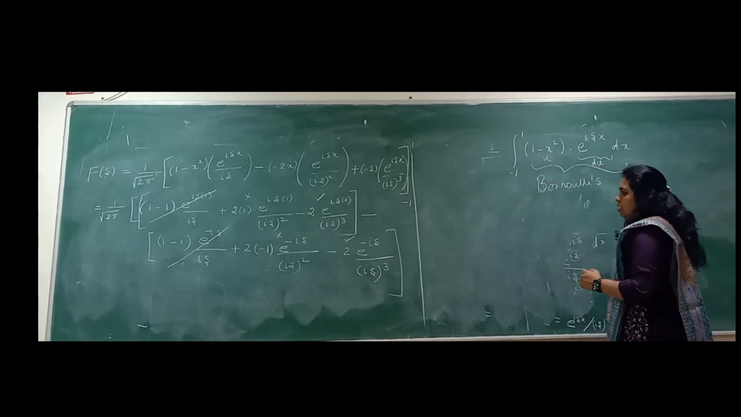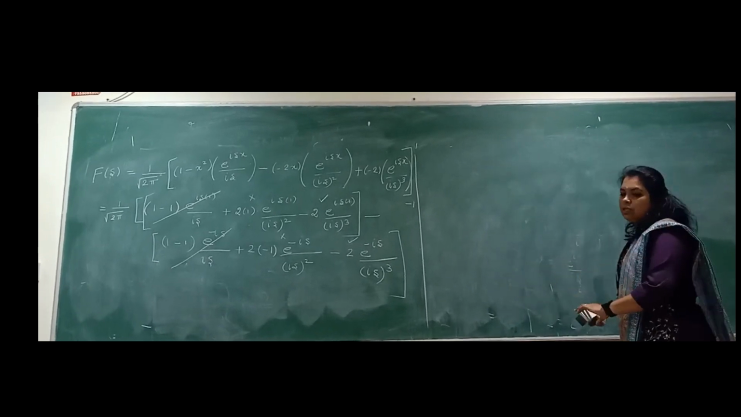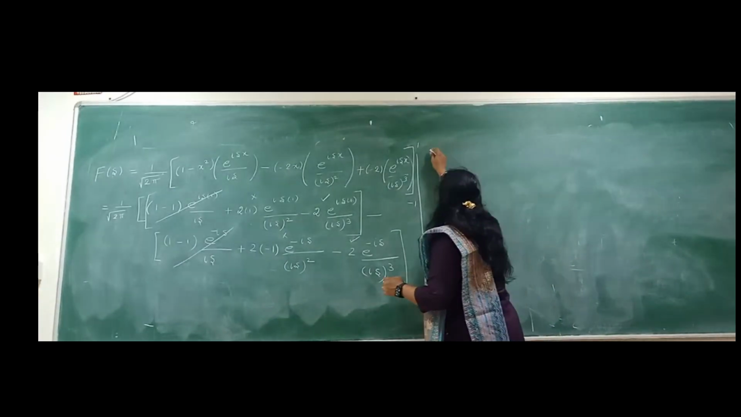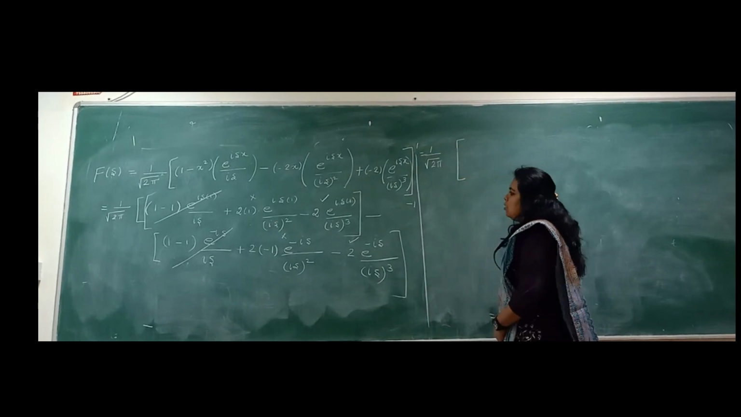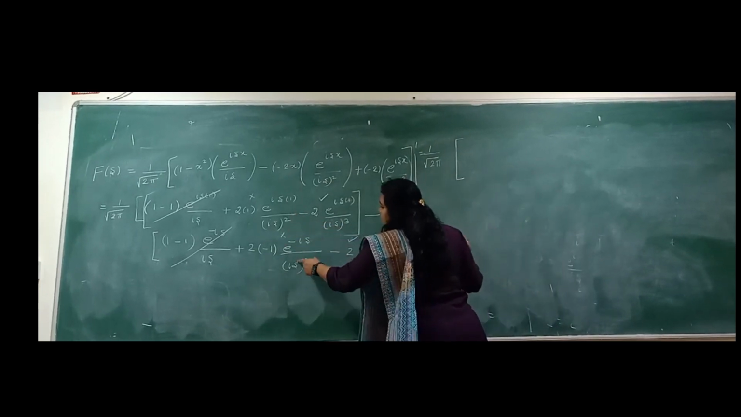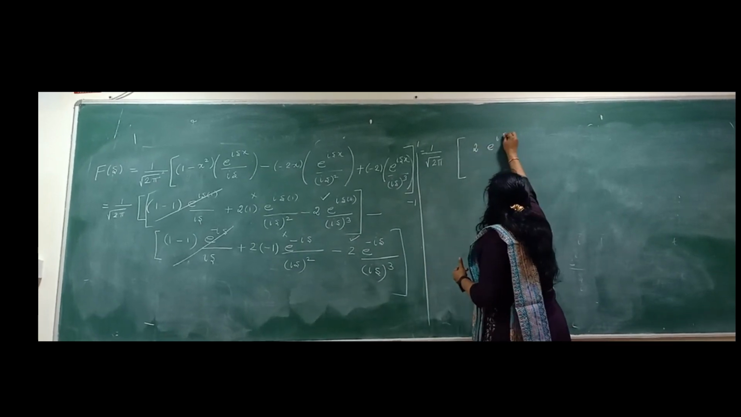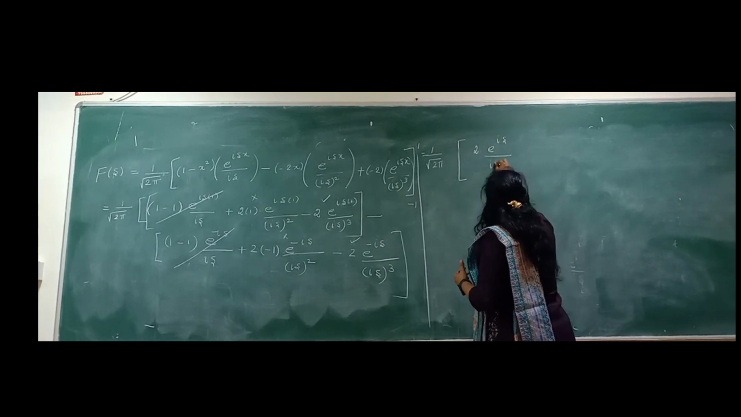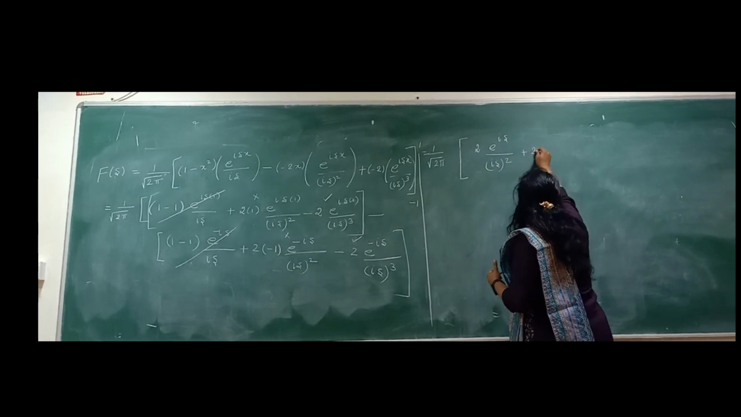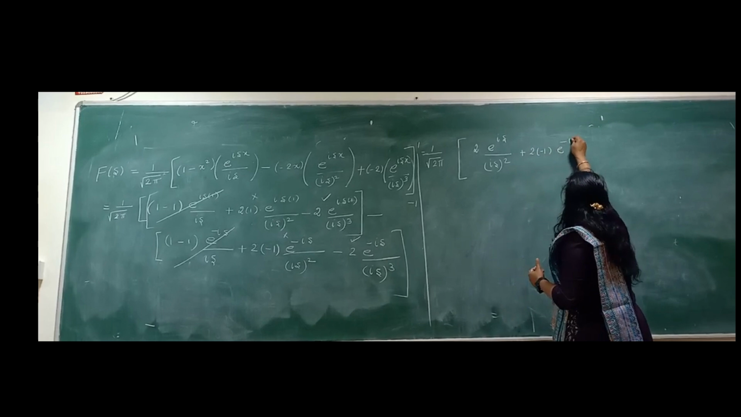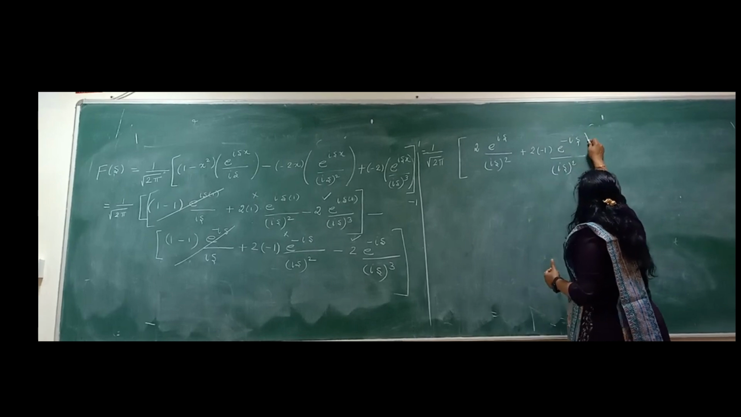The terms can be compared easily by looking into the square term first, then the cubic term. So which is 1 by root of 2 pi. So I put the cross mark here for the square term. So 2 into e to the power is divided by is the whole square plus 2 into minus 1 e to the power minus is divided by is the whole square. So put the bracket here.